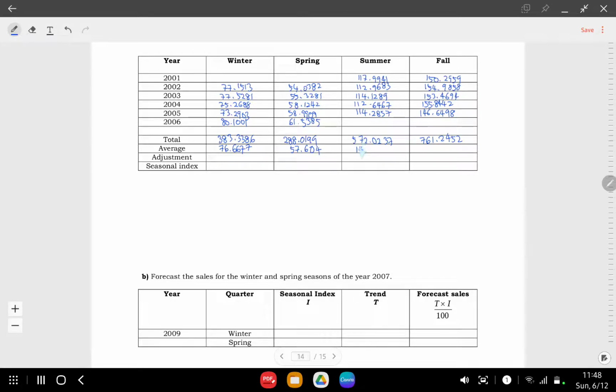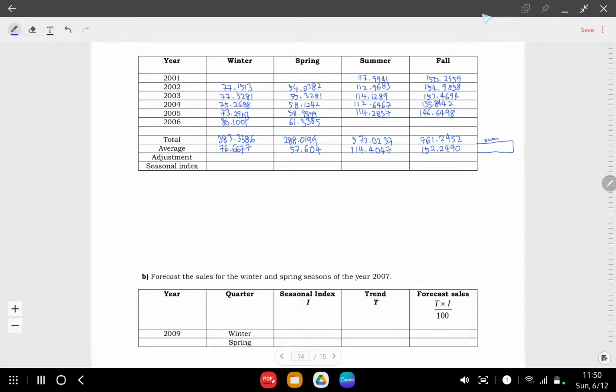Divided by 5, 114.4047, and lastly is 152.2490. So we need to sum up the average here. Add all the averages together. So we need to know whether it is equal to 400 or not. If it is not equal to 400, we need to do the adjustment.